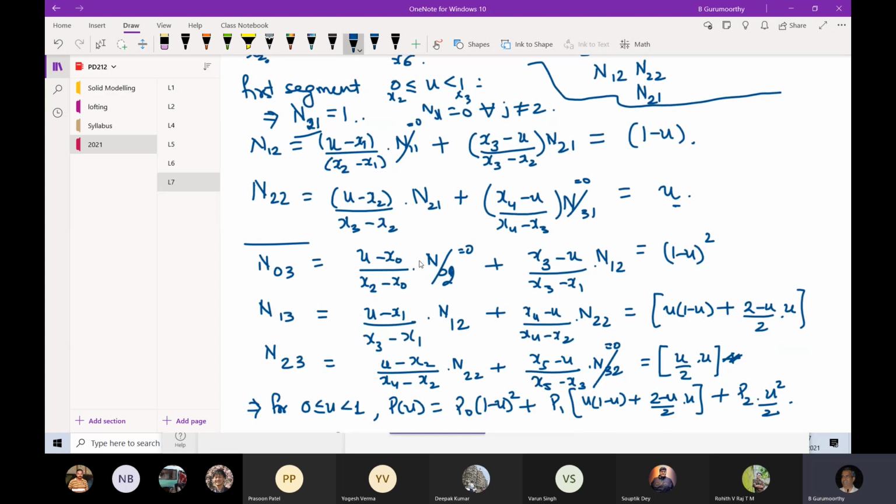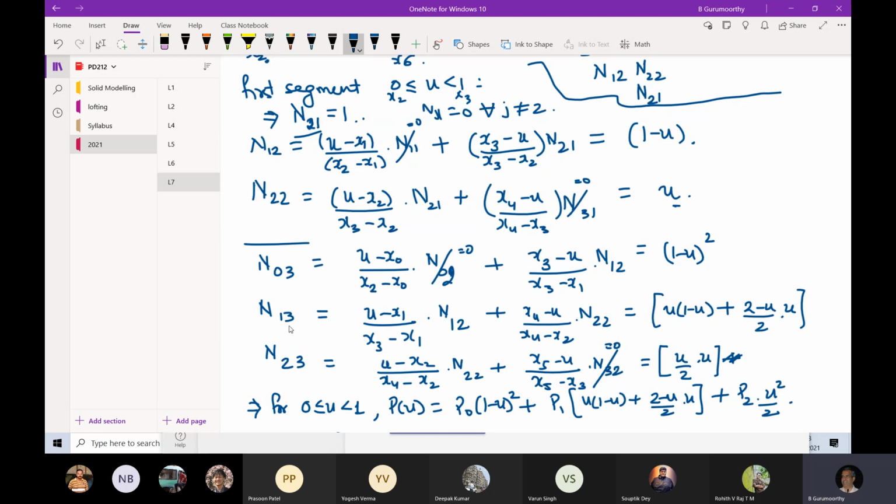And again, I'm using the same expression, except now i is 0, k is 3, right? So u minus xi, x0, i plus k minus 1, so 3 plus 0 minus 1 is 2, and N(i, k minus 1), but this is not defined, so this drops off. This is x(i plus k), so x3, i plus k minus x(i plus 1), and N12. N12 we have already calculated here to be 1 minus u, and therefore this becomes 1 minus u whole square. And that also pans out because k is 3, I expect to see a quadratic term here, and indeed I get a quadratic term here.